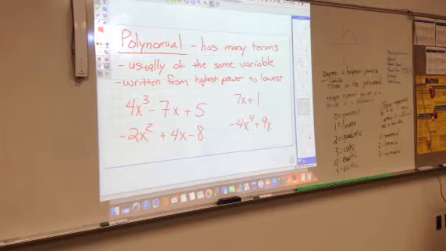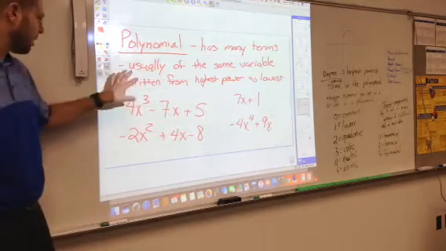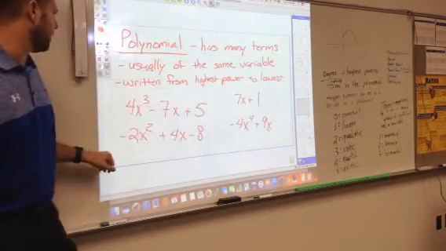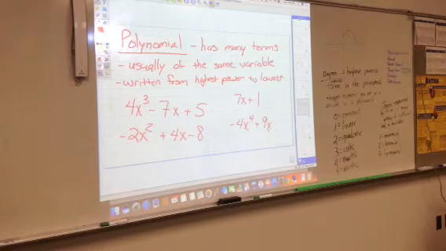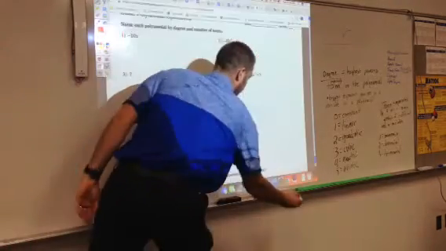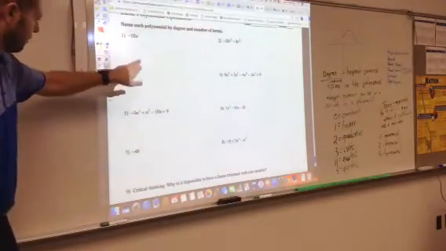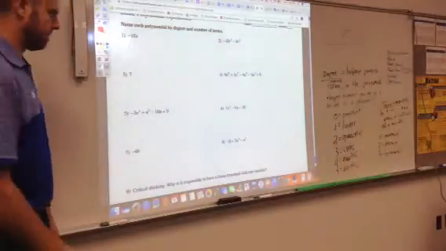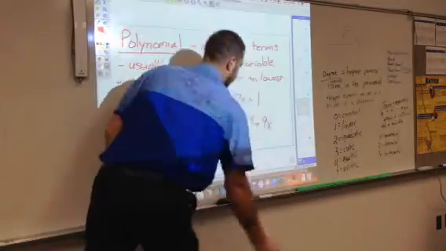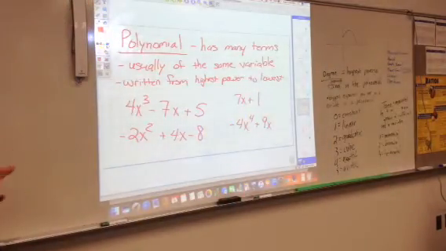They can have any number of terms in them. Okay, so a polynomial has many terms. They usually consist of the same variable within there, and they're written from highest power down to lowest power. Okay? So every single one of these, that's a polynomial, that's a polynomial, these are all polynomials. Okay? So that should answer that question.